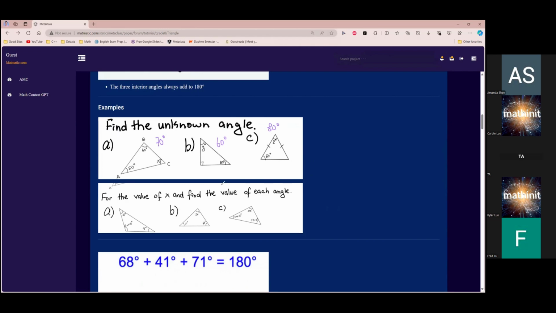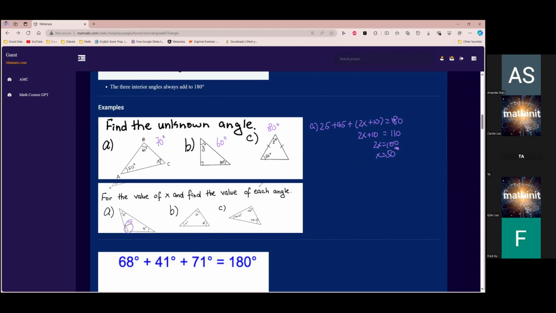The second question was a little bit more tricky. For A, 25 plus 45 plus 2x plus 10 equals 180 degrees. So you're looking for x to find out what this angle would be. It becomes 2x plus 10 equals 110 degrees, so 2x equals 100 and x equals 50 degrees.